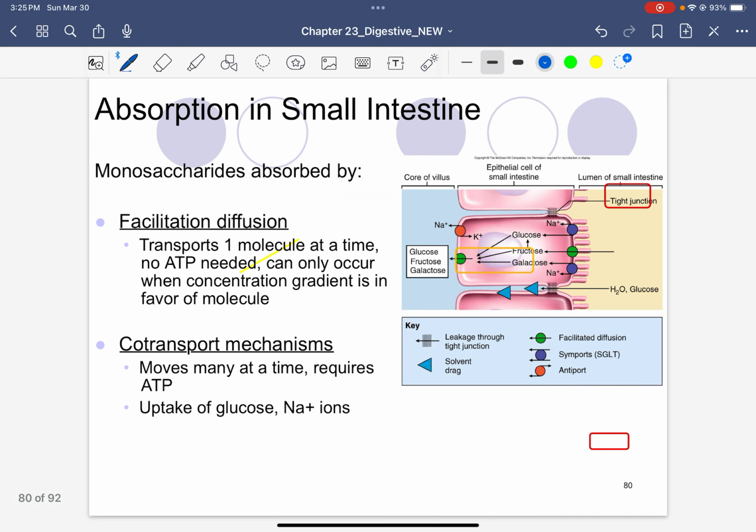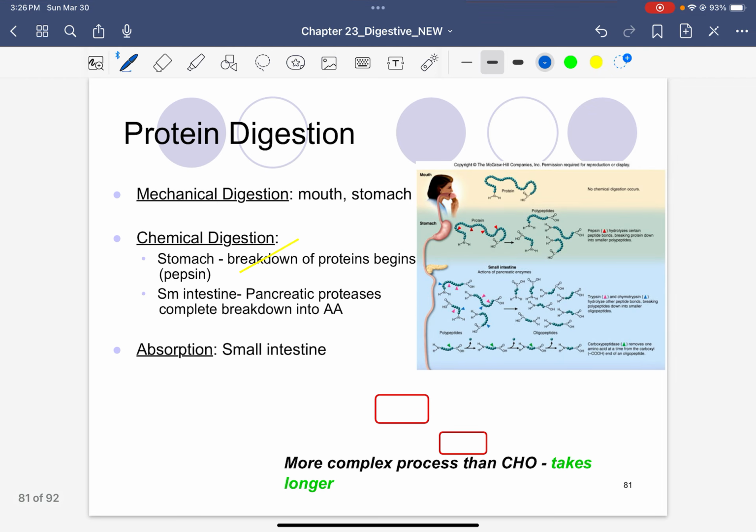Everything else here is extra. This gives you more information about how specifically we absorb in the small intestine. Don't worry about it. Let's switch over to protein. What are some of the things that are unique about protein?